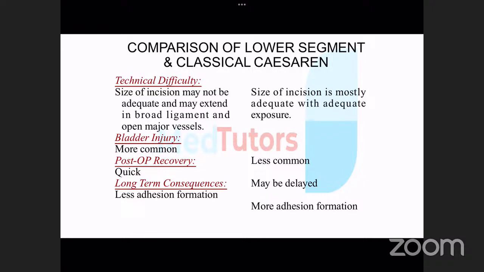But the post-operative recovery is faster with the lower segment incision because the muscle layer is not thick, and the fibrous tissue makes your repair very easy. But the upper segment or classical incision is usually associated with a delayed post-op recovery. And long term, there is less adhesion formation with the lower segment incision compared to the classical cesarean section incision, where there's more adhesion formation. Next slide.